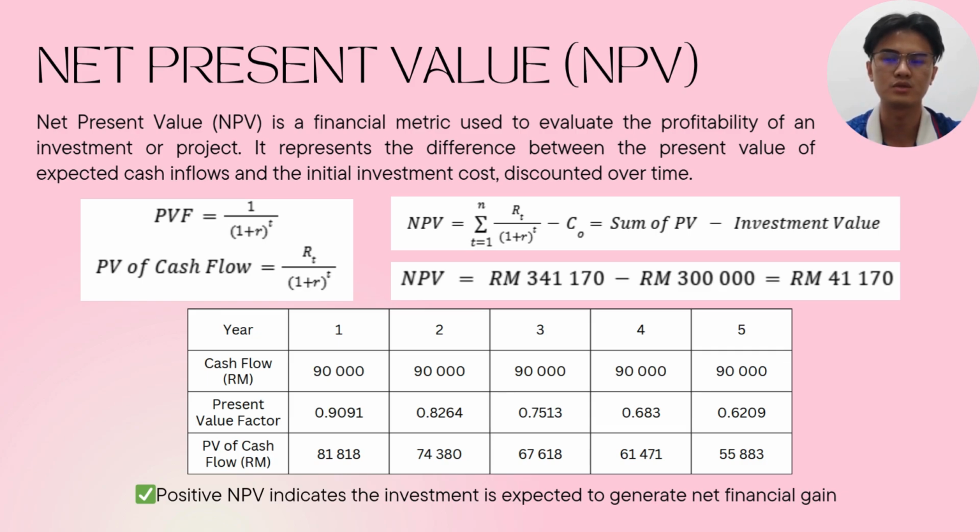By applying a 10% discount rate, we calculated the present value of each year's cash flow as shown in the table. The total present value of these inflows is 341,170 ringgit Malaysia. After subtracting the investment cost, we get an NPV of 41,170 ringgit Malaysia. Since the value is positive, it indicates the investment is expected to generate a net financial gain and should be considered financially valuable.